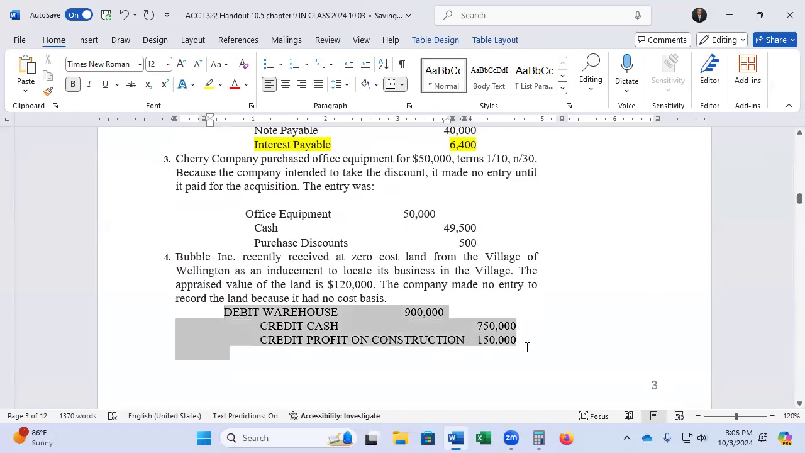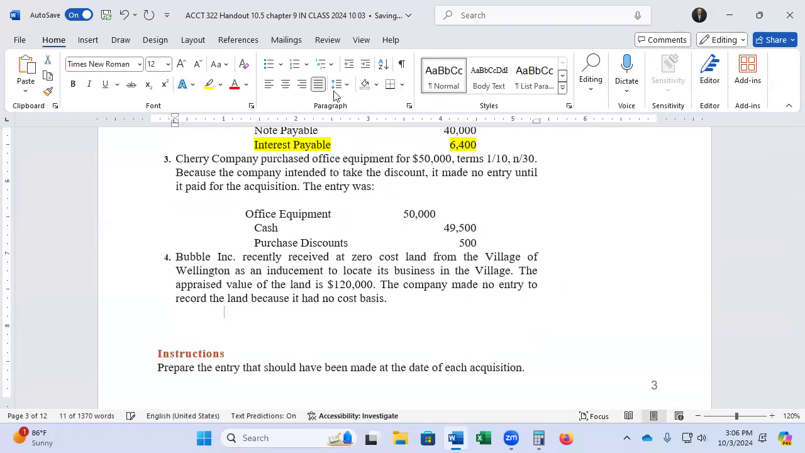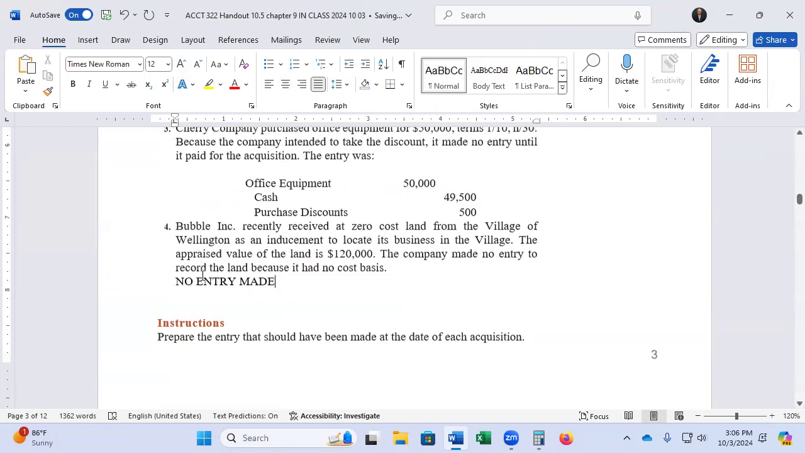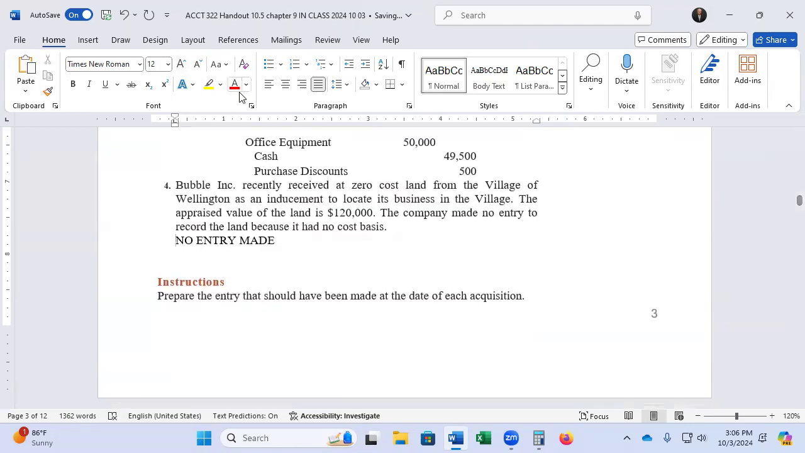It's not right either. Hold on one second. I'm sorry. Okay, so number four says no entry made. I had parts of number four and number five, which you don't have on yours.